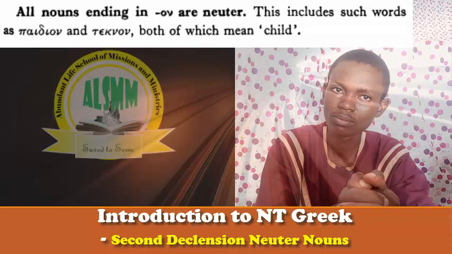These include such words as paidion and teknon, both of which mean child. Paidion means child. Teknon also means child. So the two words are regarded as neuter.